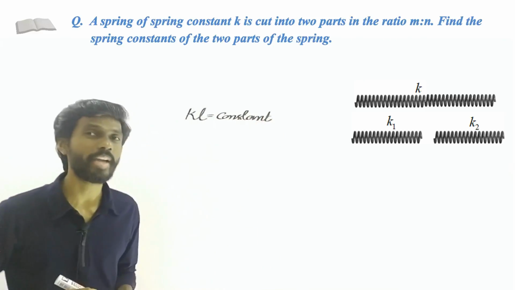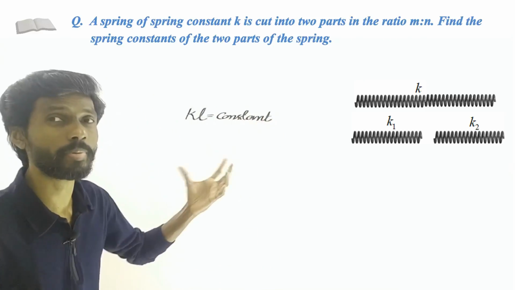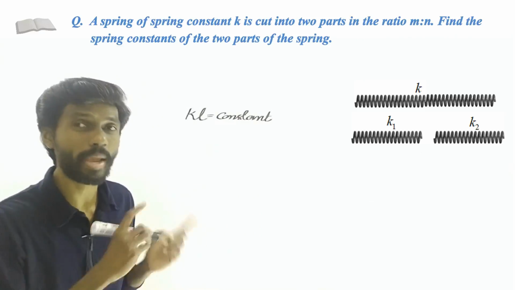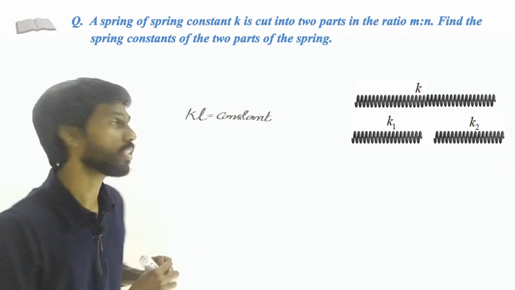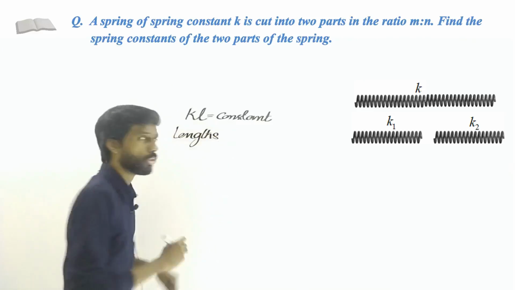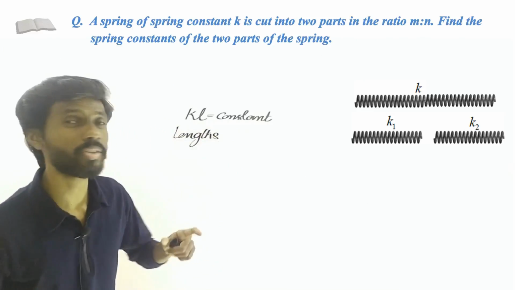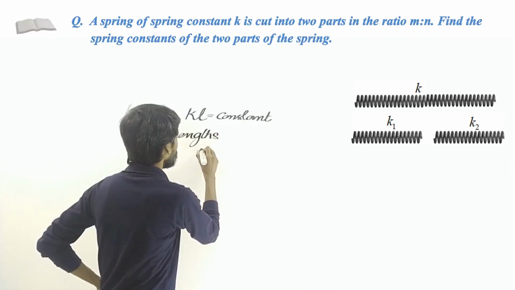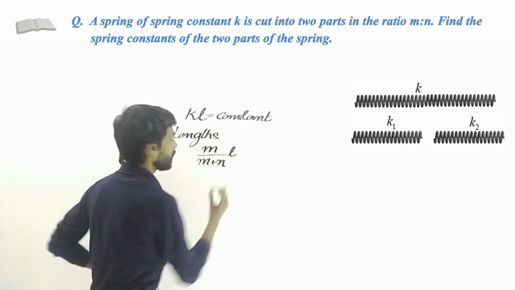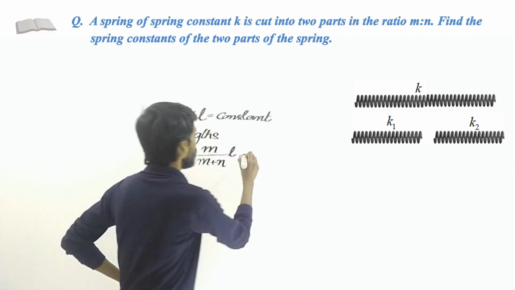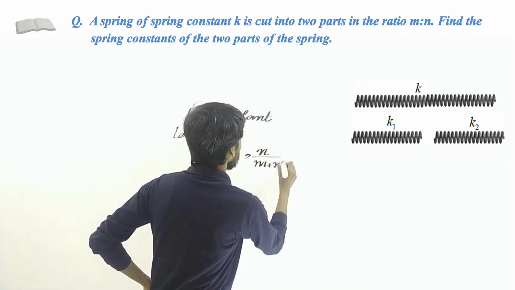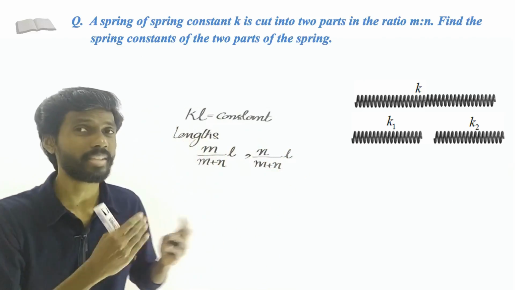Now we have to find the lengths of these two parts of the spring. The total length is L, that is divided into two parts in the ratio m:n. So what is the length of each part? The total length is L, that is divided in the ratio m:n. So the first one is m divided by m plus n multiplied by the total length L. Similarly, the next one is n divided by m plus n multiplied by L. That is how we split this in the given ratio.